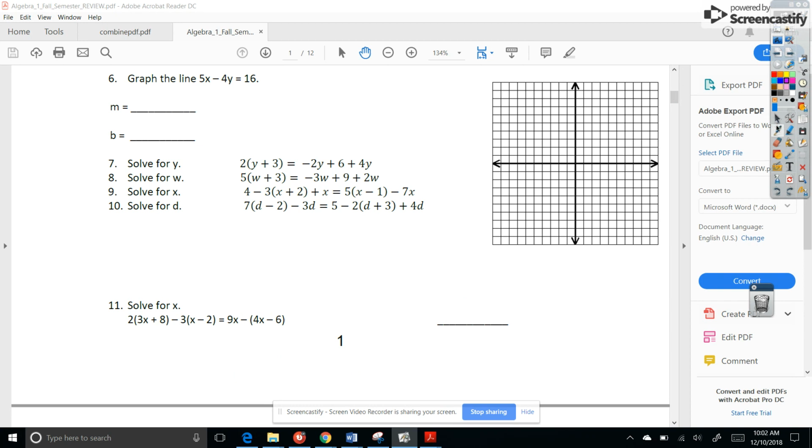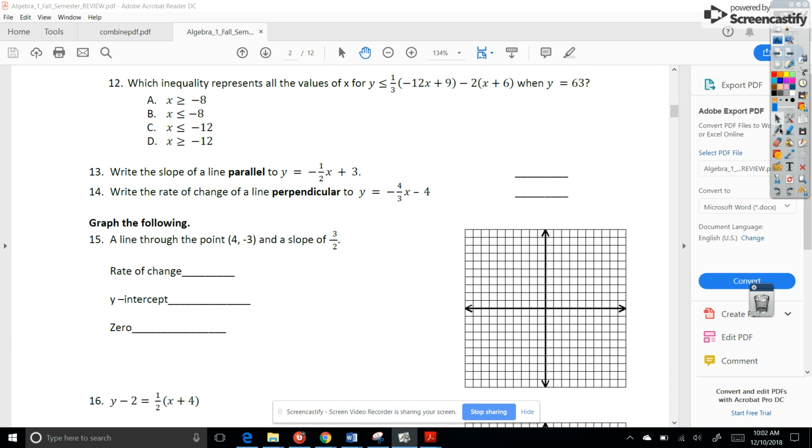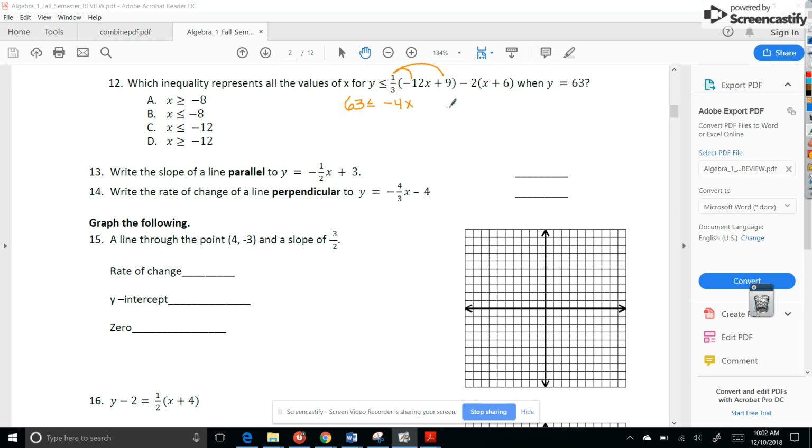All right, page 2. Which inequality represents all the values of x for y is less than or equal to 1/3 times the quantity negative 12x plus 9 minus 2 times the quantity x plus 6 when y is 63. Okay, so I'm going to sub in a 63 for y, and I'm going to distribute. 1/3 times negative 12 is negative 4x. 1/3 times 9 is 3. Distributing my negative 2 gives me negative 2x minus 12.